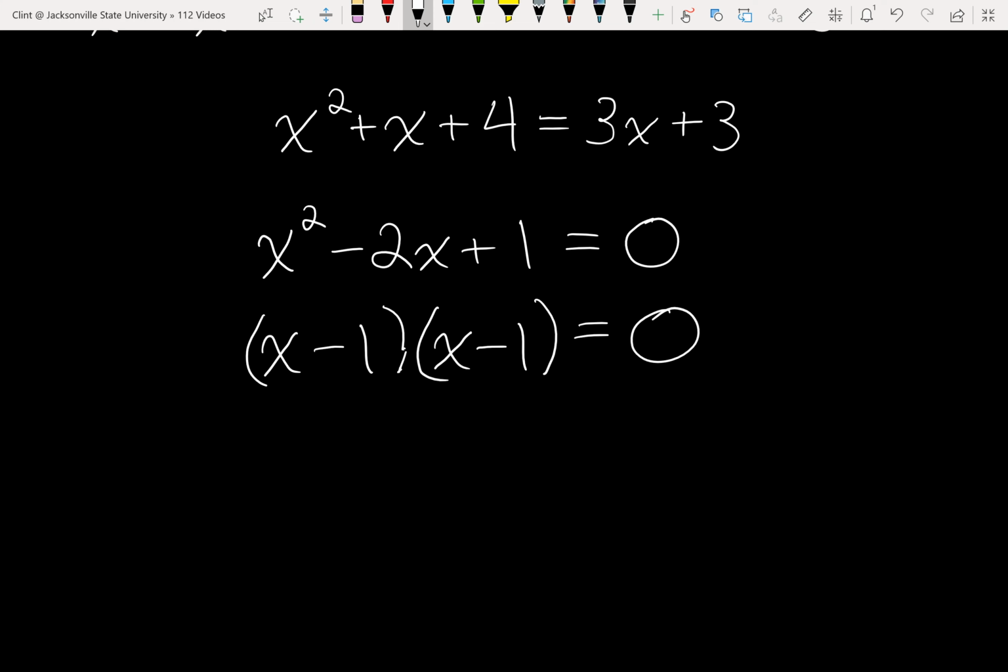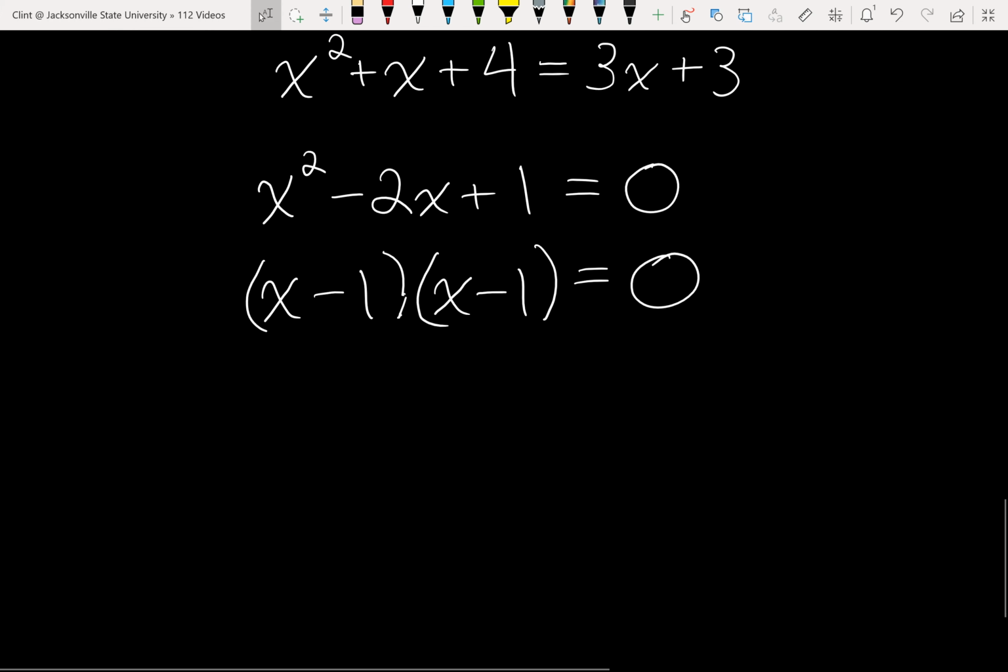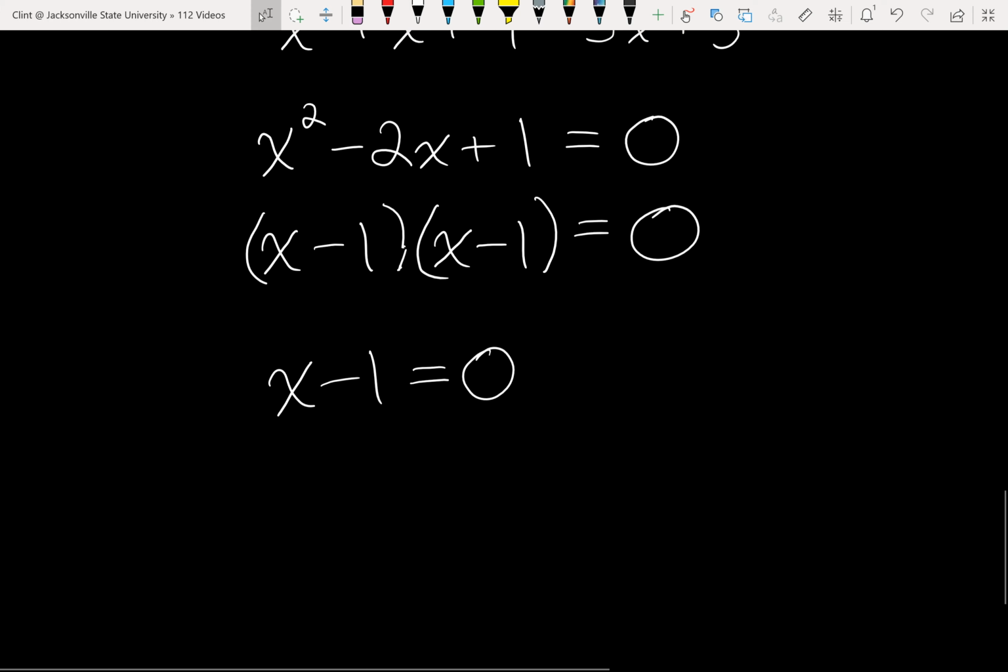If you prefer quadratic formula, do quadratic formula, that's fine. You'll get the same thing. So here, if you notice, both of our factors are the same, so I'm just going to write it down one time. We get x minus 1 equals 0. And we add 1 to both sides, and we get what we think is a solution.